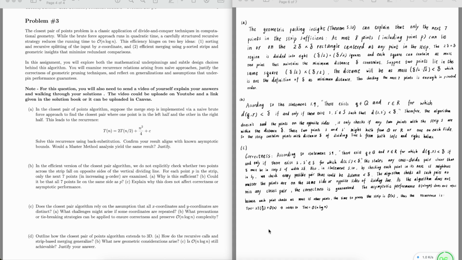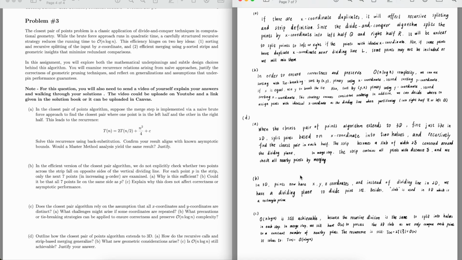The asymptotic performance O of n log n isn't affected, because each point checks at most 15 other points, so the time to process the strip is O of n, and the recurrence is T of n equals 2T of n over 2 plus O of n, which solves to T of n equals O of n log n.